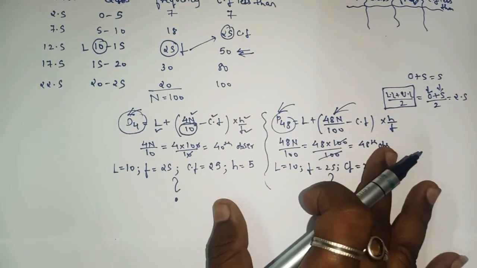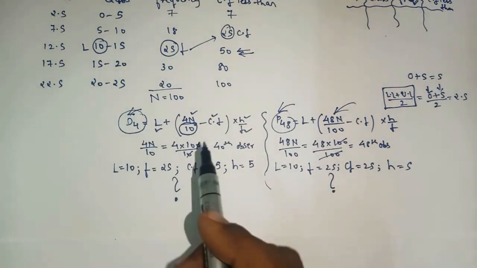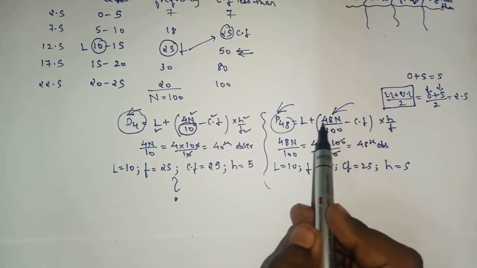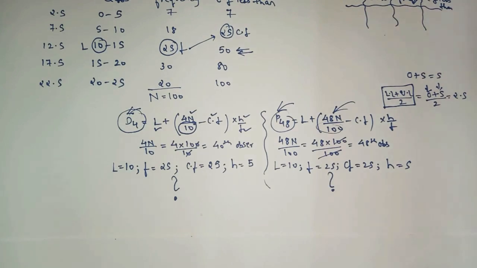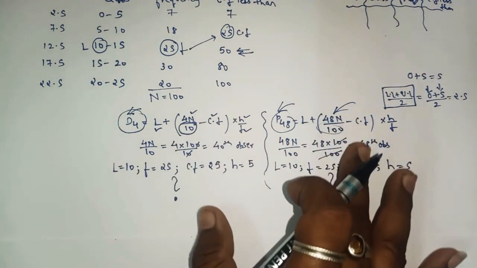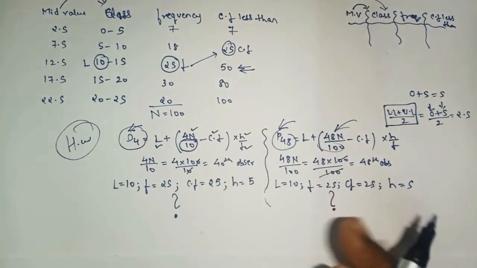Okay, it doesn't mean that because the values are the same, the final answer will be the same. No, here the sum is based on deciles, it is based on percentile. So there will be a difference of 1 or 2 units. Okay, that's it. The rest, I guess you can try by yourself. So take this sum as homework.